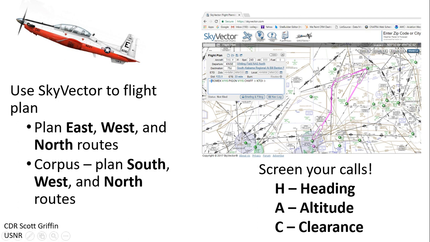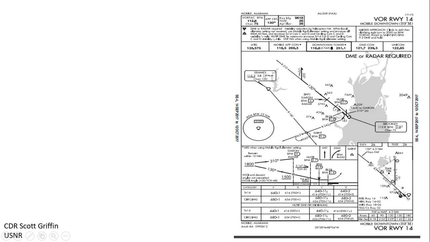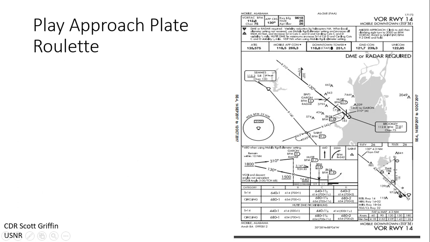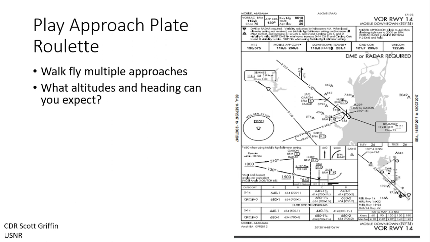Now, as part of your planning, I would ask you to do something called approach plate roulette. In other words, yes, you plan for these trips, you plan for these flights, but weather has a say in it. So, walk fly multiple different approaches, and when you do that, ask yourself what headings and altitude you can expect, and then do those approaches from multiple directions all over the place. That way, when something all of a sudden comes up, you've already seen it. You've already seen the different stuff.